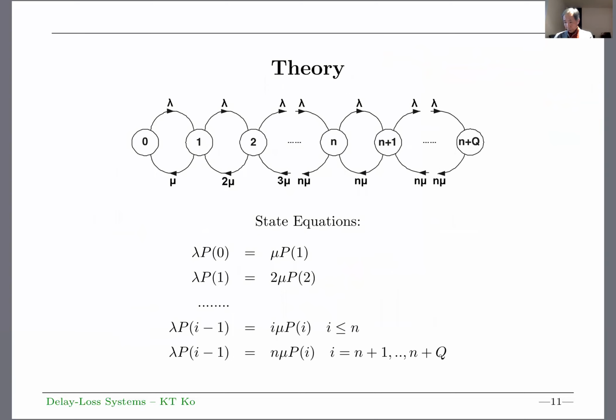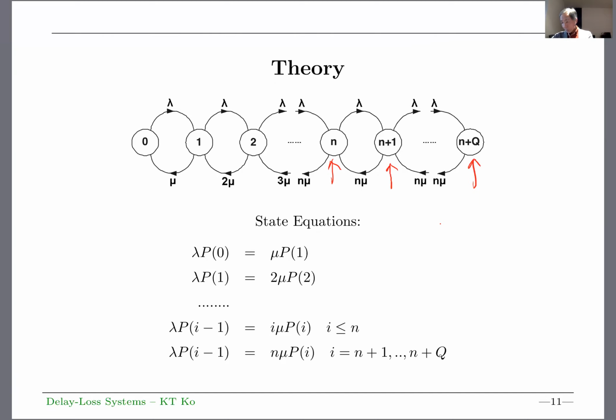Okay, let's look at the theory. It's not very hard. The theory starts off with a Markov chain. For those who have seen my Erlang loss formula and Erlang delay formula lectures, those issues are familiar. So you start off with the idea of state. A state is the number of customers in the system, and when it's in state n, all the servers are occupied. State n+1 is the first one in the queue, and this is the last one in the queue.